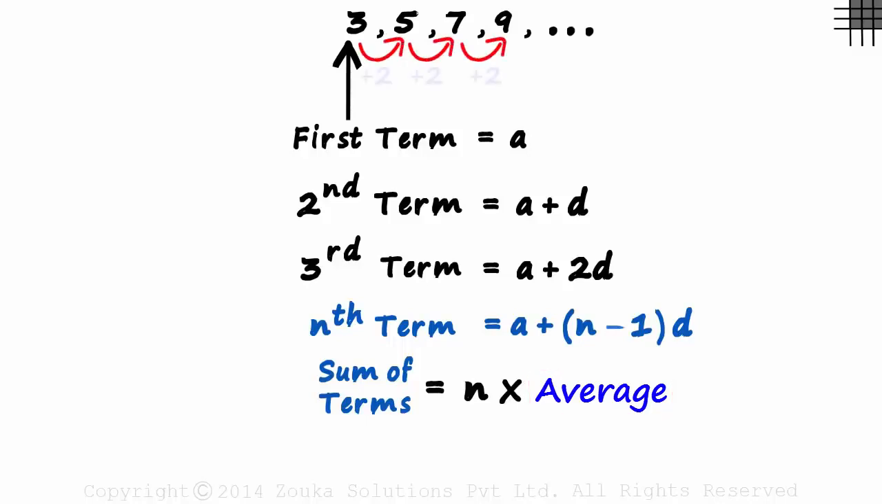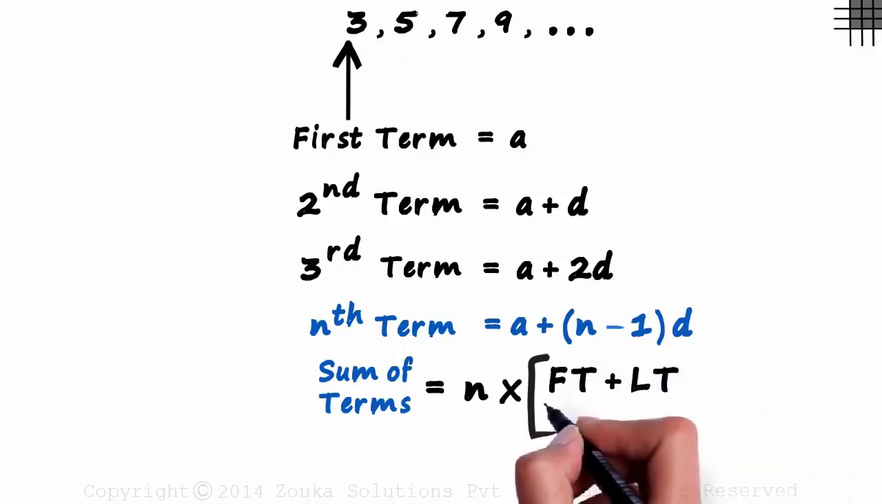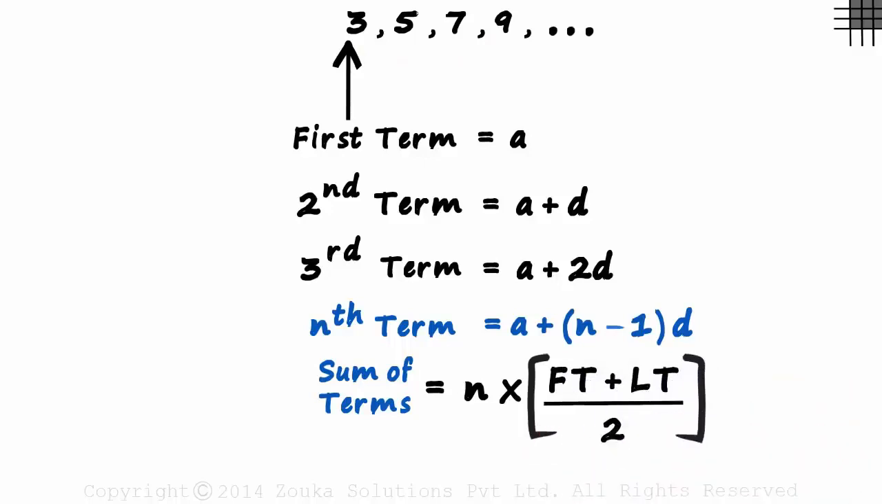All sequences are evenly spaced numbers. For evenly spaced numbers, the average is the sum of the first term and the last term over 2. That's it. We get the sum of terms if we know the number of terms, the first term and the last term. The sum of terms in a sequence is called a series. We will understand more about it in our future sessions.